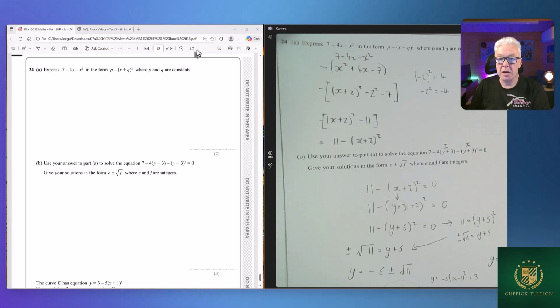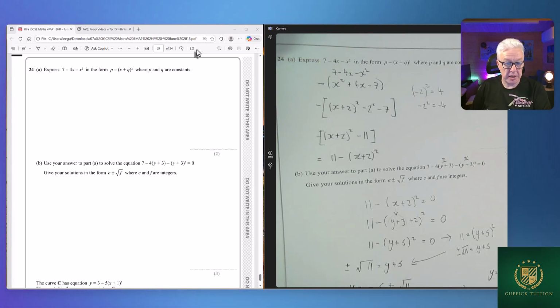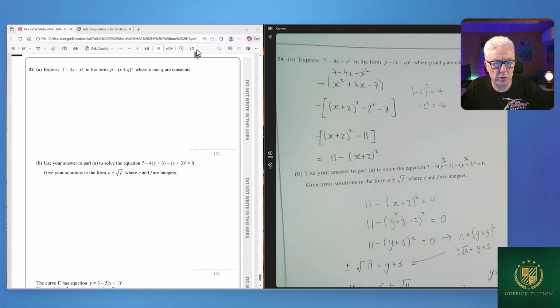Hi everyone, we've got a grade 9 question here and it looks like it's on completing the square. It says express 7 minus 4x minus x squared in the form p minus (x add q) all squared, where p and q are constants.